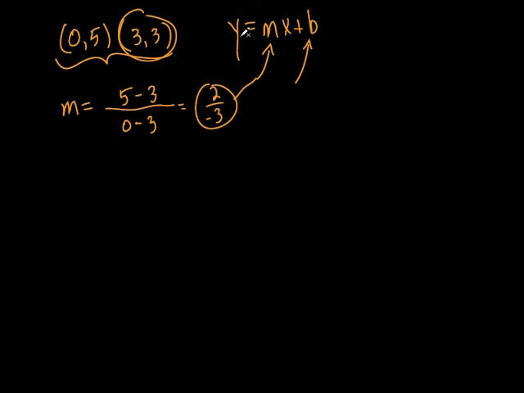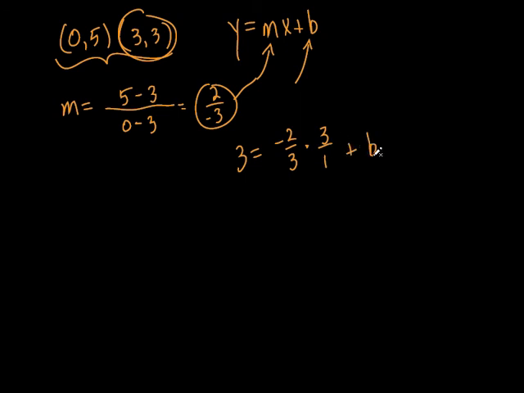So let's put some stuff in here. So y, if I use this point right here, what am I going to put in for y? 3, right. And what is my m? It's negative 2 over 3, isn't it? Times what? x, which is 3, right. Since I used that point, I'll put that over 1. Plus what? b.